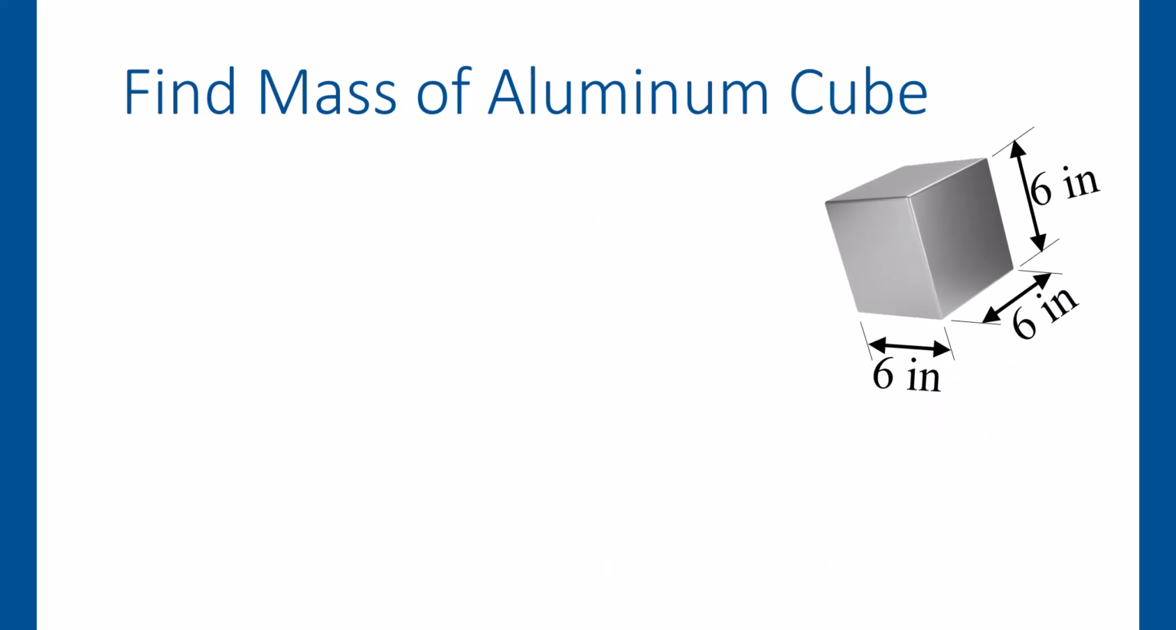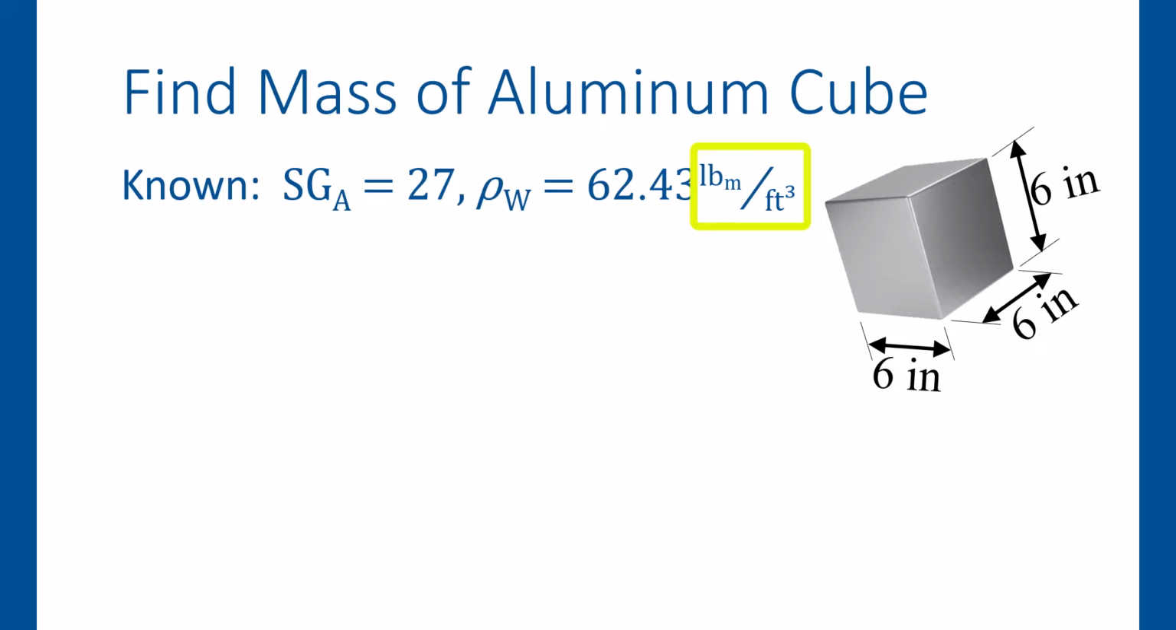Finally, we look at a different kind of problem. We want the mass of this aluminum cube, which is 6 inches on each side. We know that the specific gravity of aluminum is 2.7. The dimensions of the cube are given in USCS units, so we find the density of water in USCS units. If you don't have the mass per cubic inch handy, you can use the mass per cubic foot and convert.